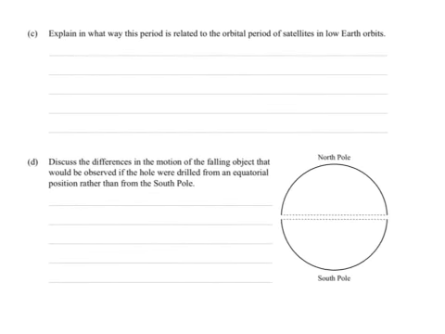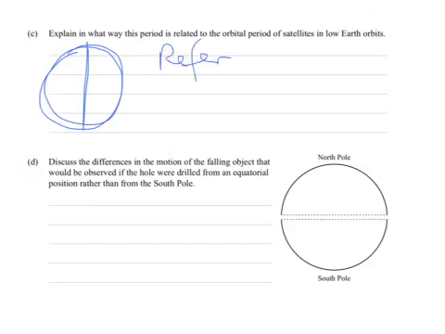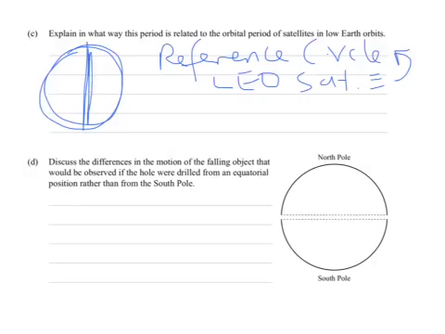Okay, C. Explain in what way this period is related to the orbital period of satellites in low Earth orbits. Let's draw a diagram. Satellite in low Earth orbit, and let's just show on this diagram the period of the simple harmonic motion. It's there and back. Oh, this looks interesting. This looks like a reference circle for the low Earth orbit, LEO. Low Earth orbit satellite motion is equivalent to the reference circle for the simple harmonic motion. That's what that's all about.